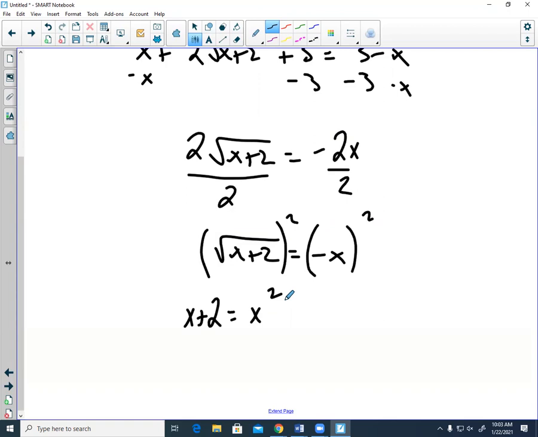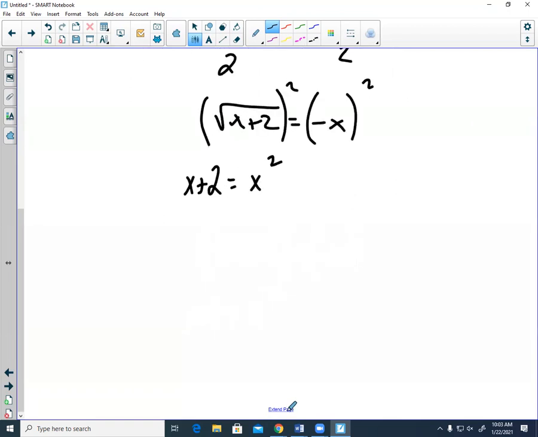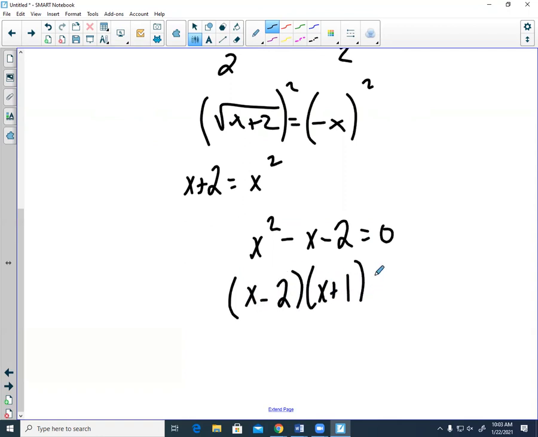So now I move everything to the side where the x squared is positive, so I'm going to subtract x, and I'm going to subtract 2, so I'm going to end with x squared minus x minus 2 equals 0. Or you could have 0 equals all that stuff, doesn't make a difference. Now it's a factorable equation. So I'm going to factor into x minus 2 and x plus 1. So x equals 2 and x equals negative 1.